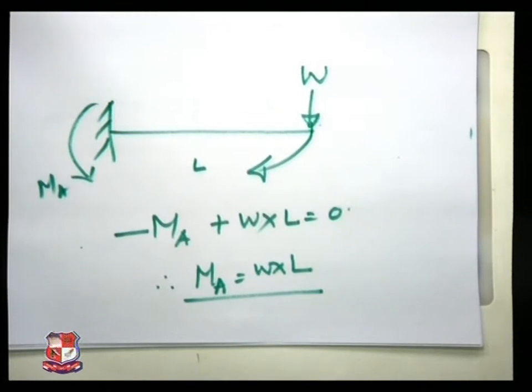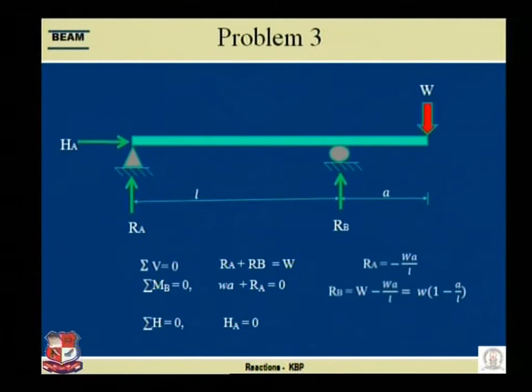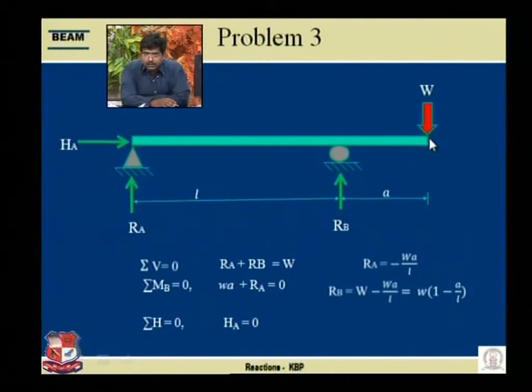So now in this problem we find out the three particular unknown reactions with the help of the three equilibrium conditions, and hence this beam is also known as the statically determinate beam. Let us go to the next, third problem. Overhanging beam subjected to the point load W at the tip over here.